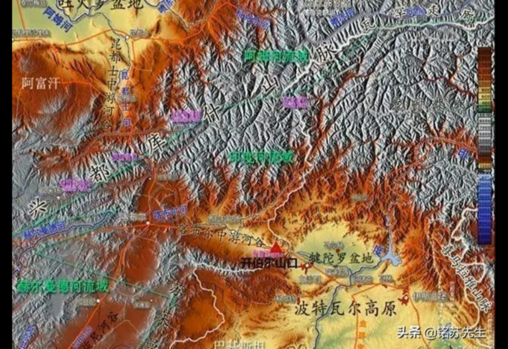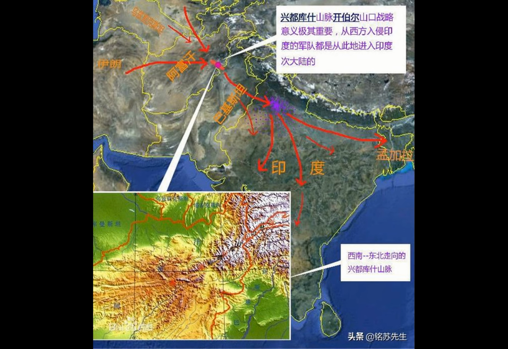Even in the history of South Asia, powerful dynasties such as the Maurya dynasty, the Kushan Empire, the Delhi Sultanate, and the Mughal Empire only partially unified the South Asian continent, and never achieved unification of the entire continent.